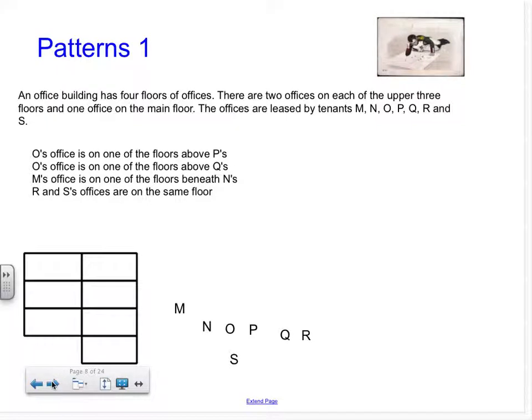Please take a moment to read through pattern question 1. Press pause, and when you are ready to continue, press play.